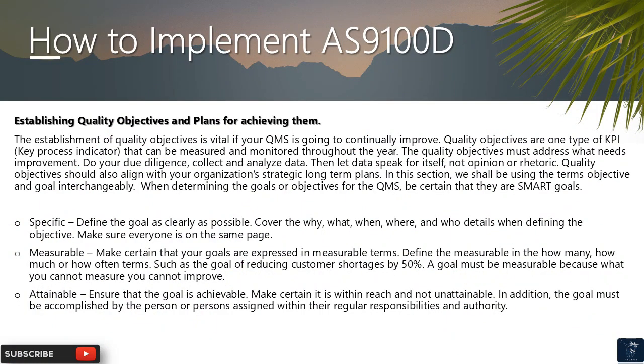Establishing quality objectives and plans for achieving them. The establishment of quality objectives is vital if your QMS is going to continually improve. Quality objectives are one type of KPI, key process indicator, that can be measured and monitored throughout the year. The quality objectives must address what needs improvement. Do your due diligence, collect and analyze data. Then let data speak for itself, not opinion or rhetoric. Quality objectives should also align with your organization's strategic long-term plans.